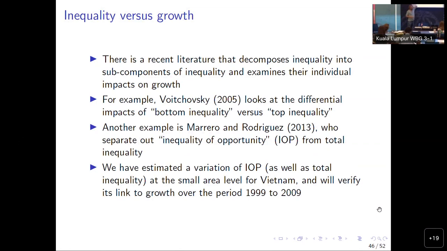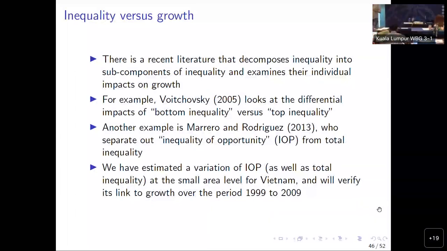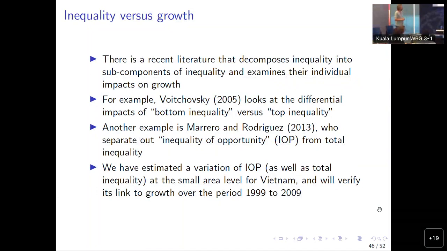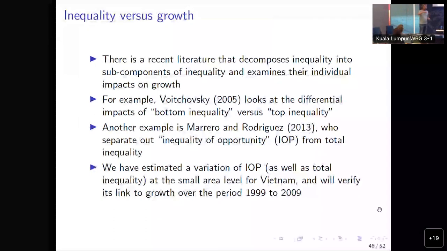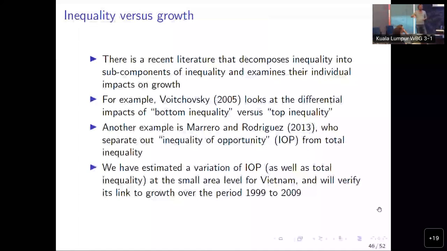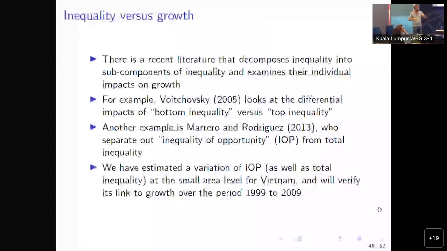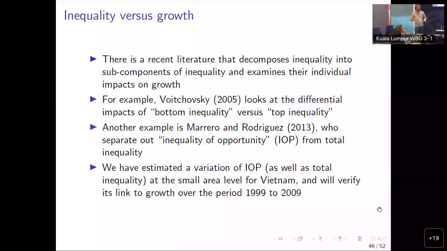they ran this regression using state level data on growth for the United States, covering like a 50, 60 year period. And they discovered that, first they ran the regression of total inequality at the state level on growth at 10 year increments. And they confirmed that the relationship is very fragile. There isn't much of a relationship to speak of. But once they decomposed total inequality at the state level between inequality of opportunity and residual inequality, they find that inequality of opportunity is strongly negatively correlated with growth.